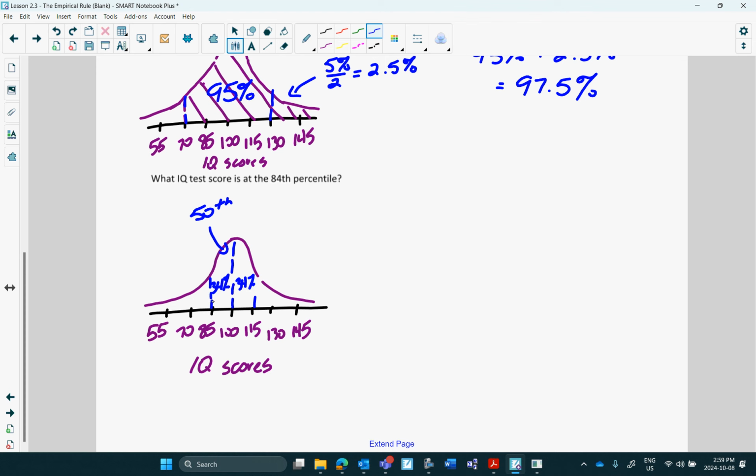So that means if this is the 50th, this must be the 50 plus 34, right? So this must be the 84th percentile. Which means that's the value I'm looking at, and that value is 115. So a score of 115, IQ score, is at the 84th percentile.